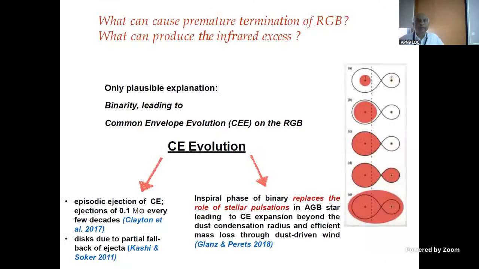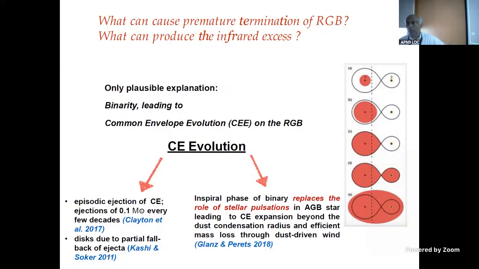Okay, so what can cause this premature termination of the RGB? And the second question is, what can produce infrared excess? Well, the answer to the first question, the only possible explanation that we can think of, is that these systems are a result of a binary system, and there was some violent binary interaction on the RGB leading to an ejection of the envelope on the RGB itself, and therefore the star then went on its post-RGB track towards higher temperatures.